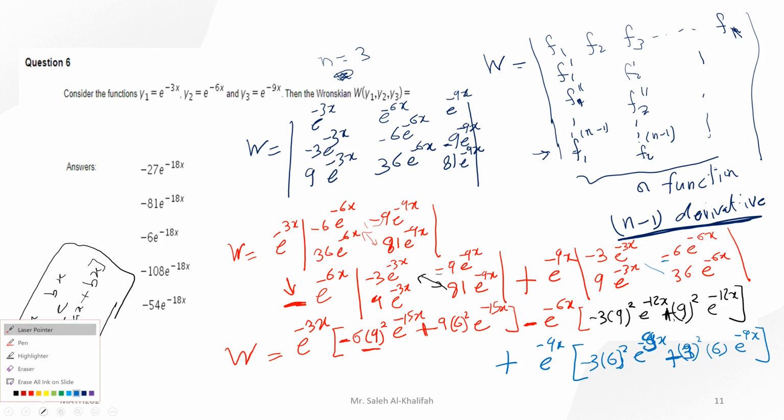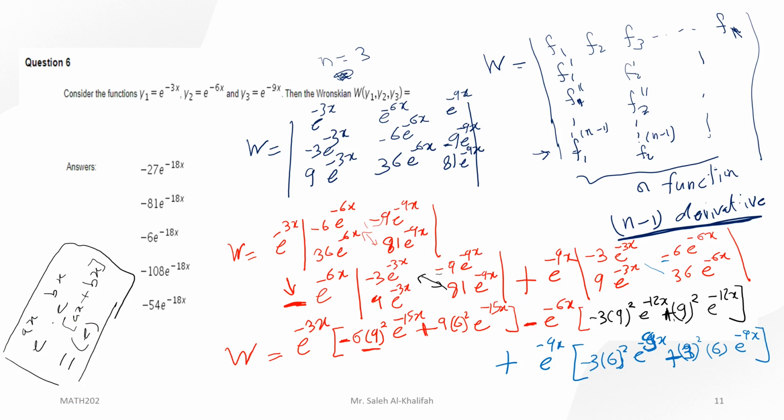Now let's clarify something. Here we can take e to the negative 15x as a common factor, multiplied by this, which will be e to the negative 18x. Remember that here we have e to the negative 18x. Here it is e to the negative 12x and here e to the negative 12x; take it as a common factor, multiplied by e to the negative 6x, it will be the same e to the negative 18x. And here also e to the negative 9x is a common factor, multiplied by this, it will be e to the negative 18x. So all of these three terms, we can take e to the negative 18x, and only these numbers remain, we deal with these numbers. Okay, so that is the idea.